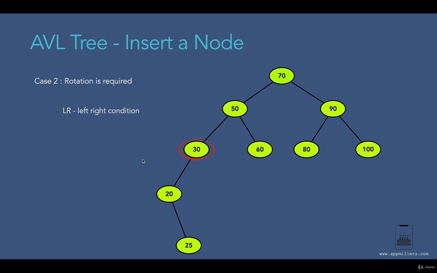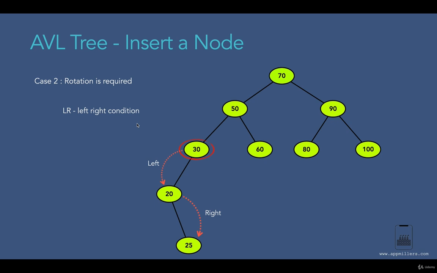After finding the disbalanced node, we need to identify the condition. As we said before, to identify the condition, we find a path from this disbalanced node to the grandchild. To go to the grandchild of this node, which is 25 in this case, we continue to the left subtree, which is left. Then we continue to the right subtree, which is right. So we have identified that this is the left-right condition.